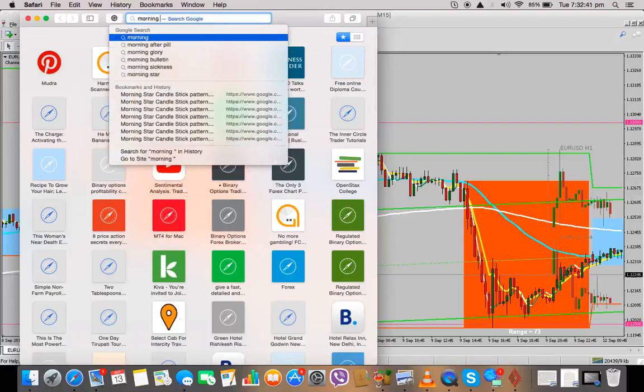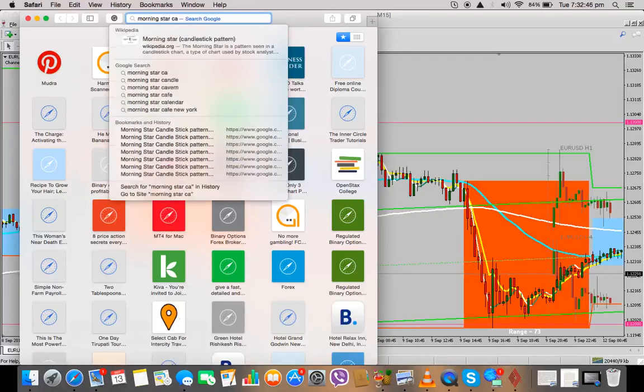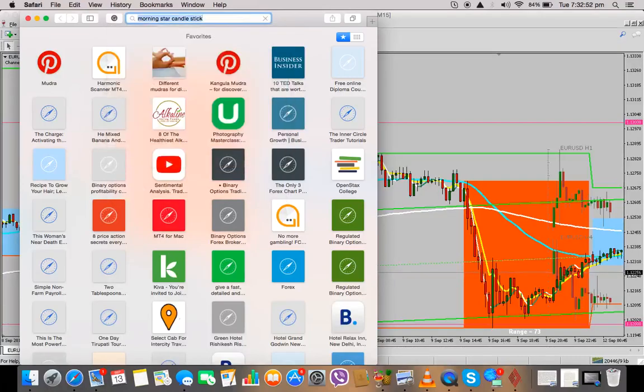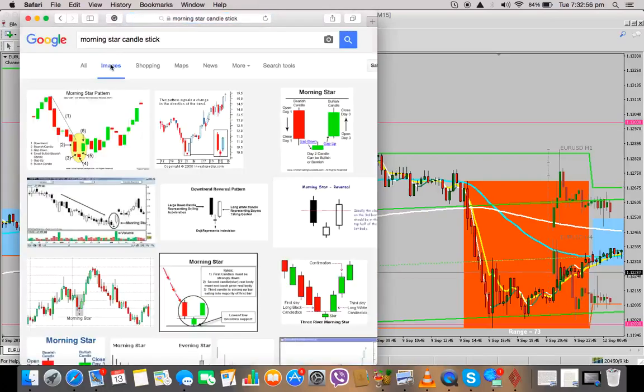What's Morningstar candlestick? Sorry guys, I'm holding the mic with one hand and typing with another. Okay, just jump onto images and you'll have the basic idea of what they are. Okay? All right, all the best.